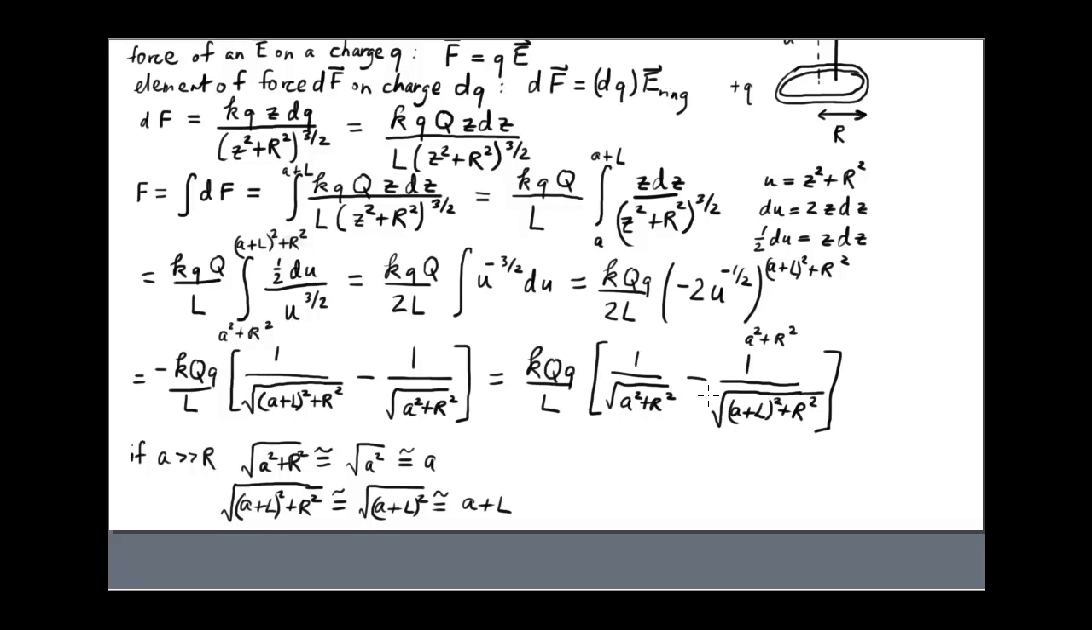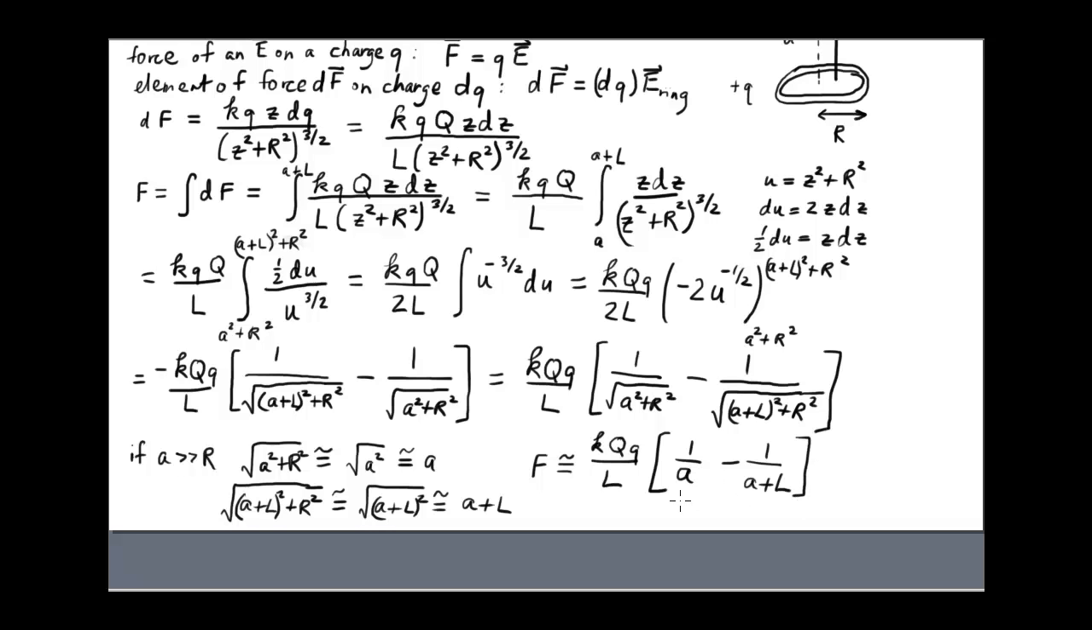The exact answer we already have. Now we want the approximate answer in this limiting case. Now, let's take a look at what we get there. Okay, so using those two approximations, we now get that the approximate F is K big Q little q over L, and we now get something that looks a little bit more reasonable, 1 over A minus 1 over A plus L. What do we do with this?